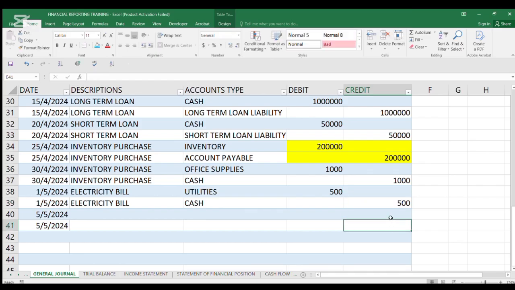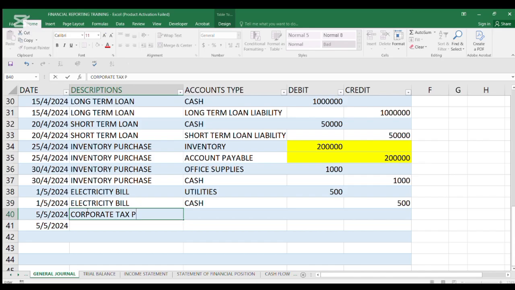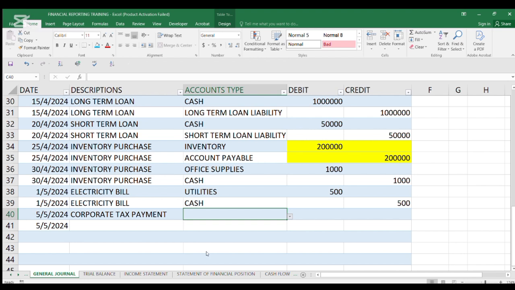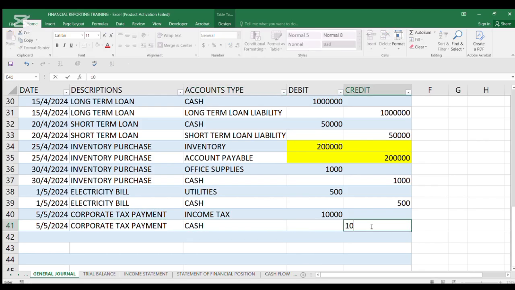Then the last transaction is tax payment. He paid tax of 10,000 US dollar for corporate tax. So we have corporate tax payment. We debit corporate tax, debit income tax with 10,000 US dollar. The same description, and then we credit cash accounts with the same 10,000 US dollar. So that is the end of this transaction.